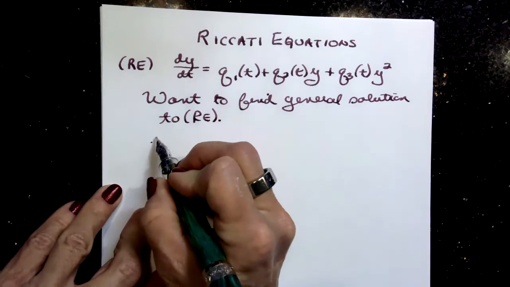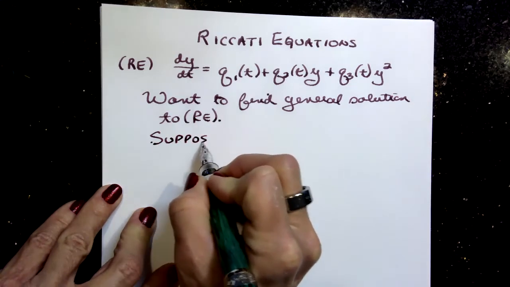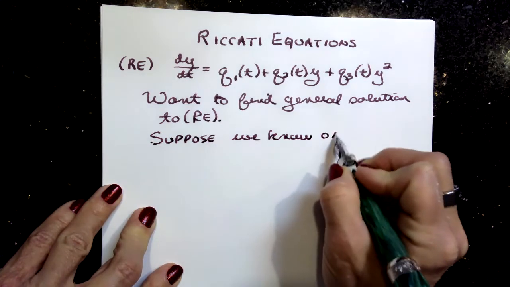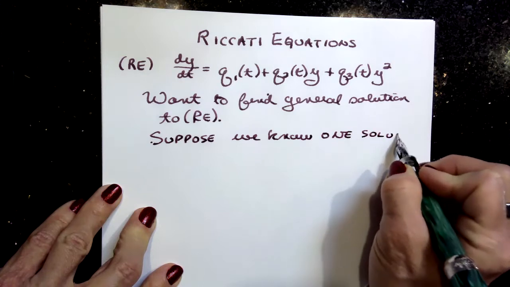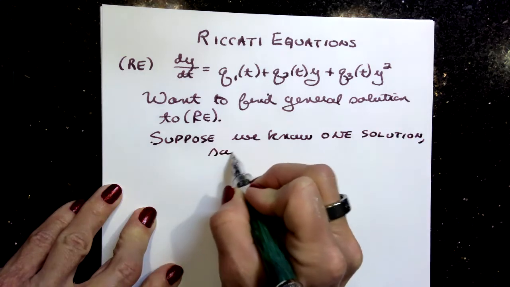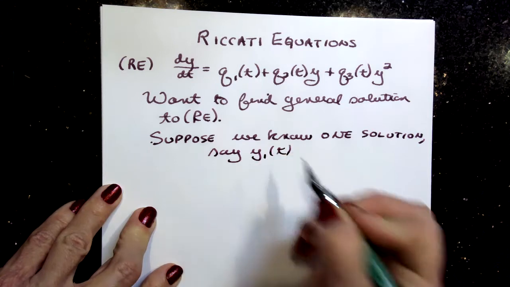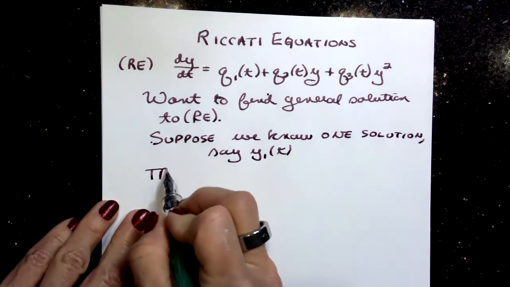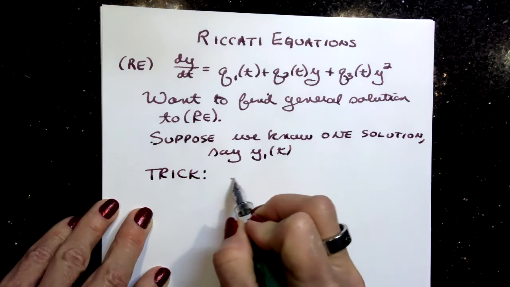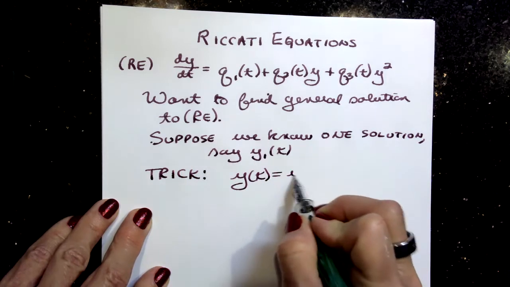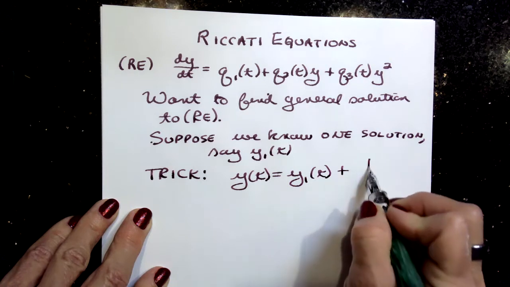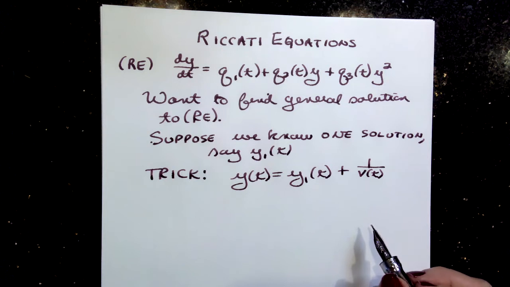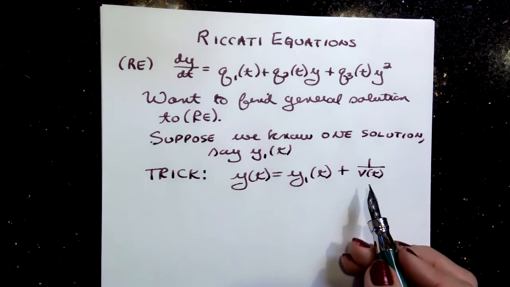Let's suppose for some reason we know one solution, say y1 of t. Okay. All right, so the trick, once you know one, or if I give you one solution of the equation, you set y of t to be the known solution plus 1 over v of t. Okay, and if we can find v, or a formula for v, then y1 plus 1 over v is the general solution of this equation.